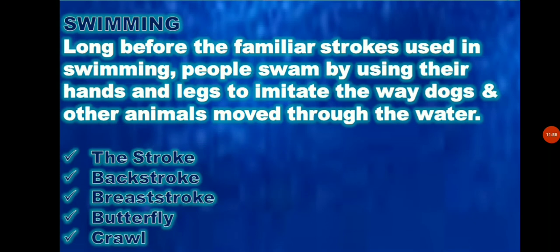Next is the sport of swimming. Long before the familiar strokes used in swimming, people swam by using their hands and legs to imitate the way dogs and other animals move through the water. It is believed that the first swimmers were the people who lived in the ancient countries of Greece, Rome, Syria, and Egypt.